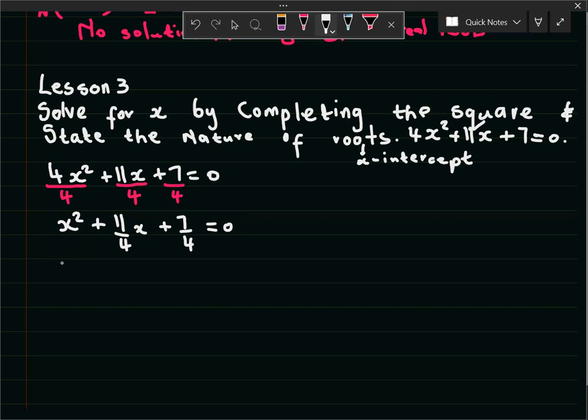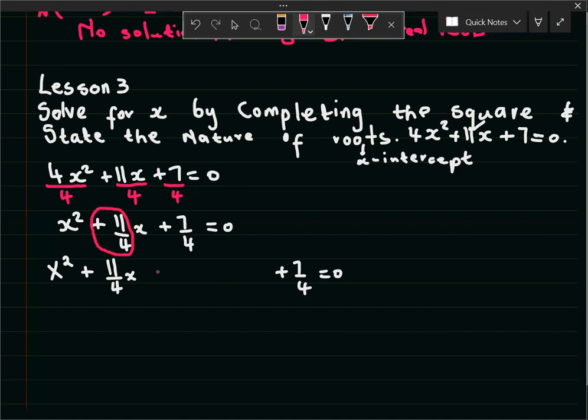And then the third step is to rewrite everything the way it is. 11 over 4x. Just leave some space here. And then we're just going to write 7 over 4 here equals 0. So I just rewrote this part, but I left space here because we are going to add something.